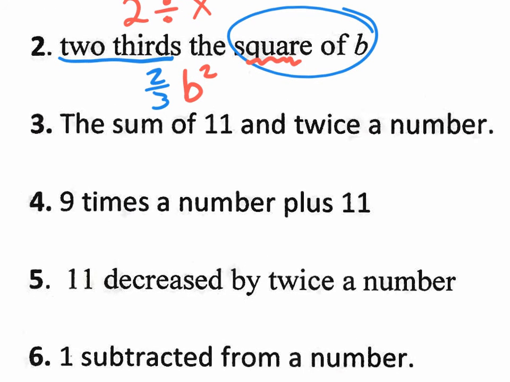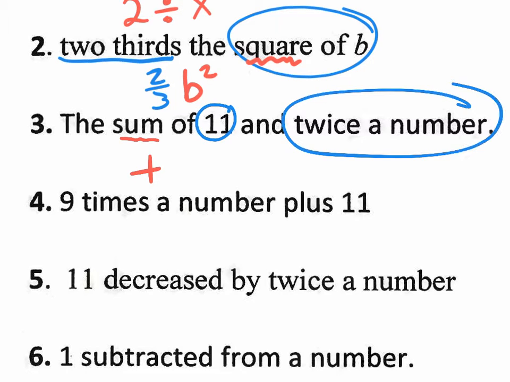What does the word sum mean? Sum means addition. Do I need to switch any order on sum? No. So what are we adding? We're adding 11 and twice a number. So 11 goes first, twice a number goes second. How do I represent twice a number? 2x or 2n or 2 whatever variable you want.